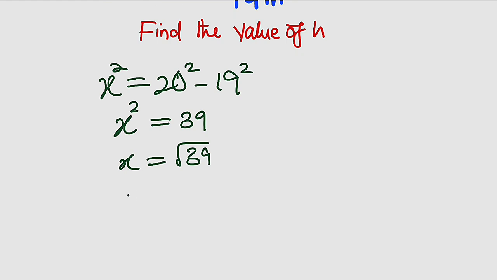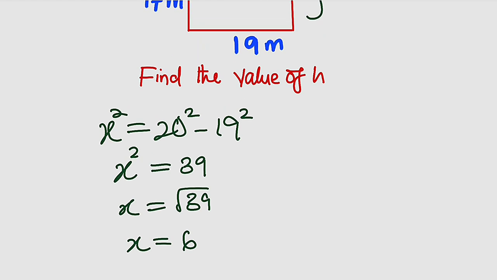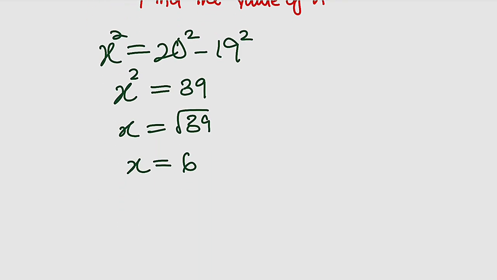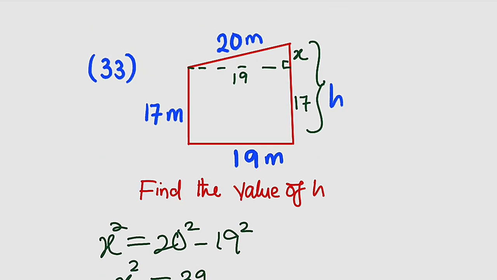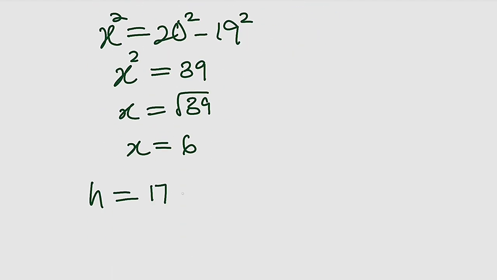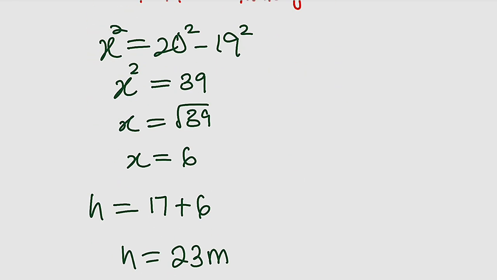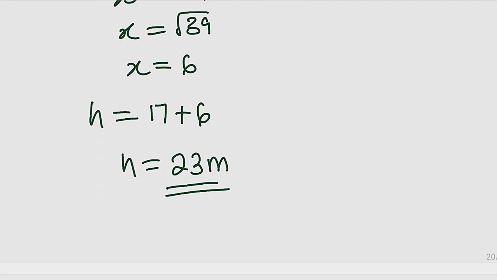And the square root of 39 is equal to 6 to the nearest whole number, because according to the question, I have not written the full question here, it is talking about the nearest whole number. So if x is 6, what will be h? H will be the sum of what? 17 and x, which is 6. And this will give us what? 23. Therefore, h is equal to 23 meters. Is it meters? Yeah. And this is the solution to this problem.